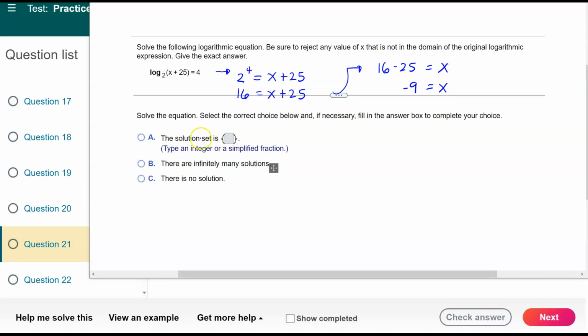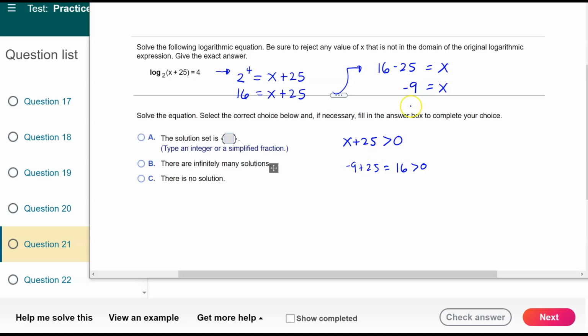Now, before you type in -9, you make sure that it is within the domain here. So what is the domain of the original logarithmic expression? You're just going to look at x plus 25 and then make it greater than 0. You want to make sure that's positive. So if I plug in -9 to x here, -9 plus 25, that is equal to 16, and that is greater than 0. So that means it is in the domain of the expression.